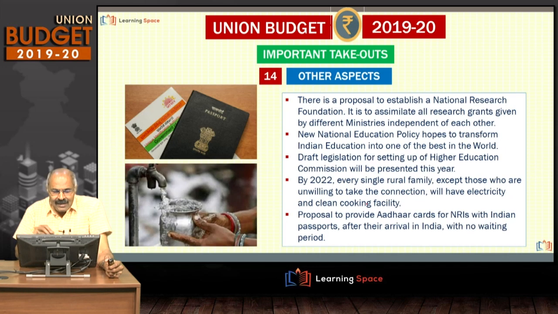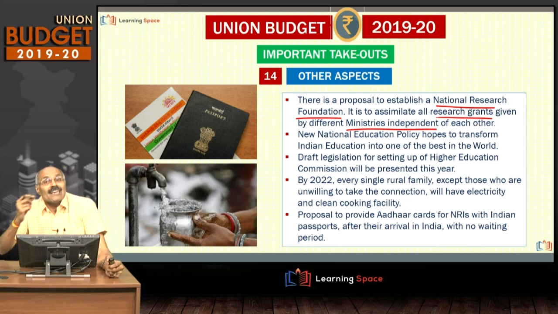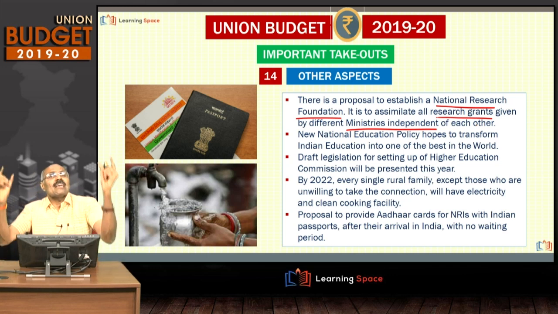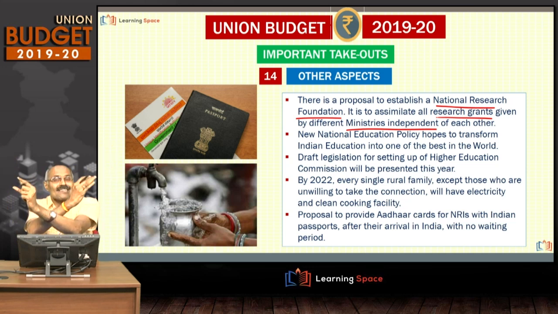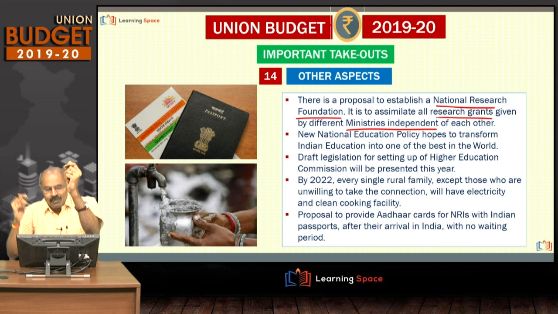And finally, other aspects: there is a proposal to establish a National Research Foundation. Basically, this is to assimilate all research grants by different ministries independent of each other. That means they are working in silos. So therefore, so as to have coordination, the National Research Foundation is planned.